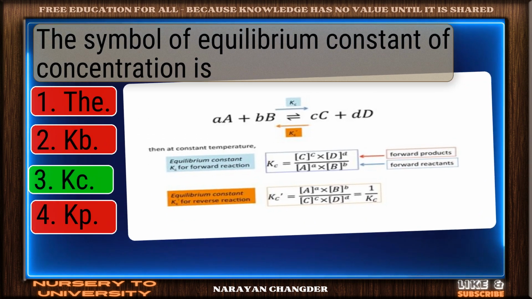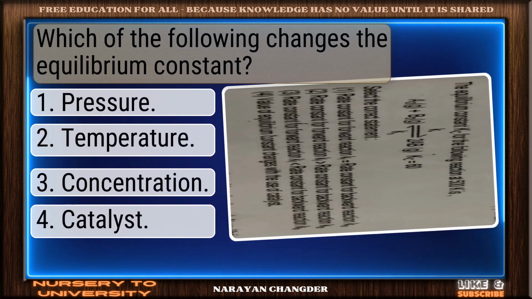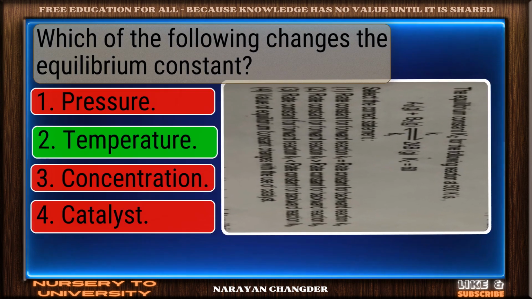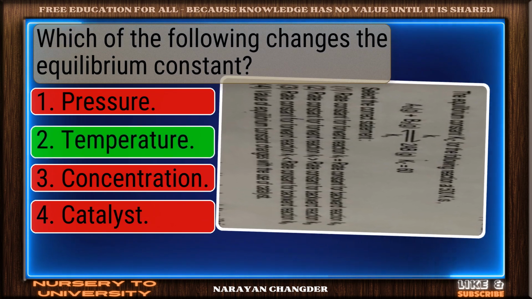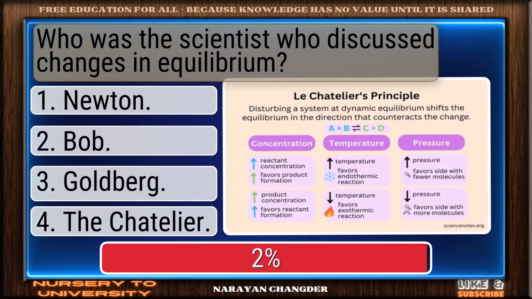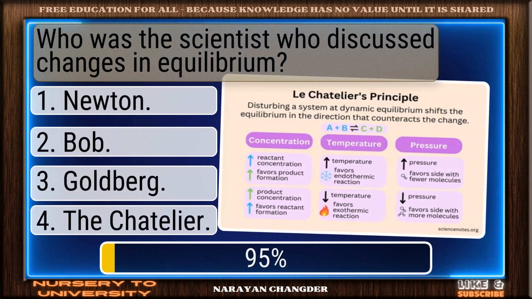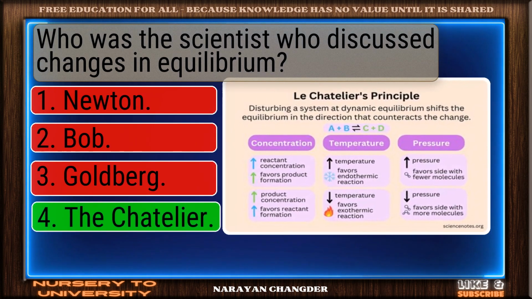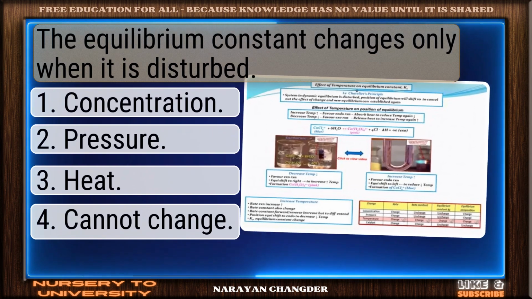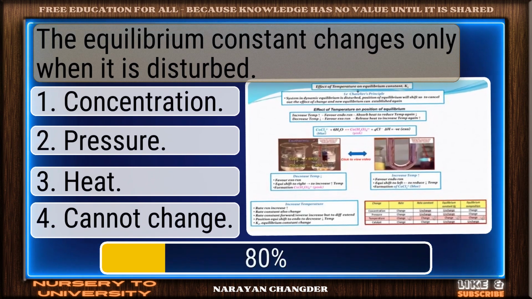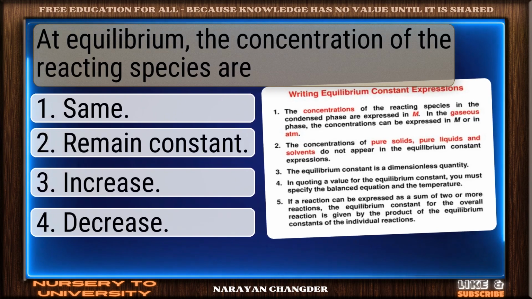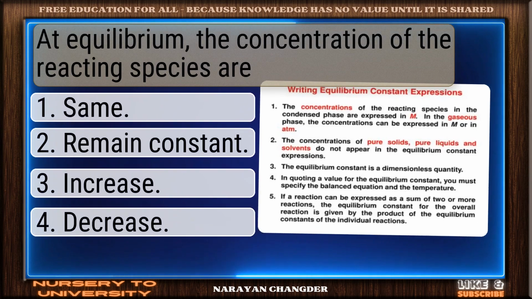Commendable response. Kc. Which of the following changes the equilibrium constant? That's accurate. Temperature. Who was the scientist who discussed changes in equilibrium? Well expressed. Le Chatelier. The equilibrium constant changes only when it is disturbed. Well articulated. Heat. At equilibrium, the concentration of the reacting species are.